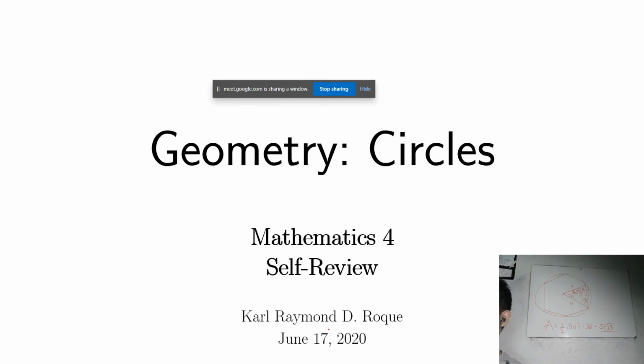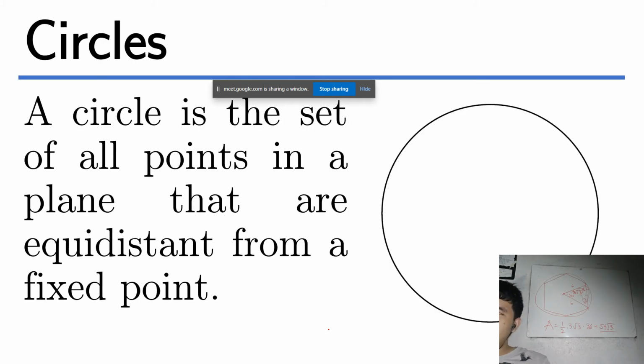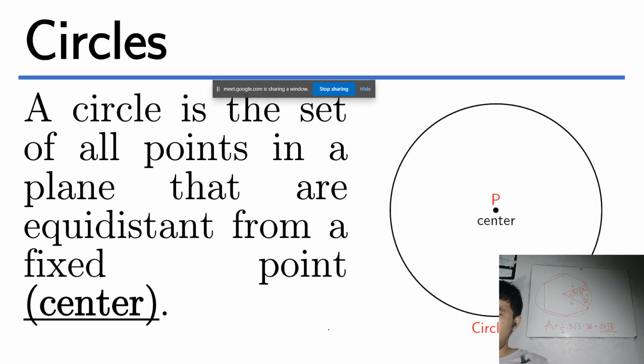Ngayon, we go to the main topic for today. Circles, no? Okay. So, this might not be new for you already, pero let's just go over it. So, basic definitions muna. Circle is the set of all points in a plane that are equidistant from a fixed point, called a center. Okay? How do we name circles pala? We name it through the use of the center. So, this one is called circle P.